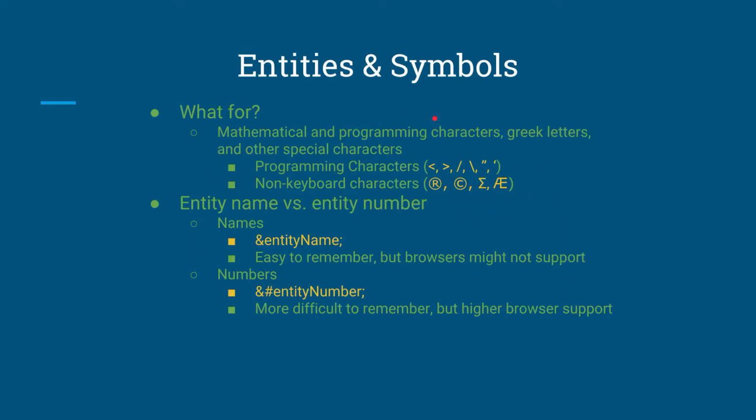As far as entities and symbols, these are going to be used for programming characters and non-keyboard characters. They're replacing characters that we can't use or don't have on our keyboard, for mathematical and programming, for Greek letters, and other special characters such as you see here. Now, the syntax for those is entity name and entity number. You can use one or the other. The browser is going to have more support for numbers than names, but names are also easier to remember than numbers. With the entity name, you're going to have the ampersand and a semicolon with the entity name between, whereas the number is going to have an ampersand and a pound sign or hashtag and a semicolon with the entity number in between.